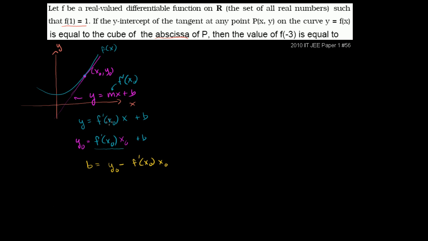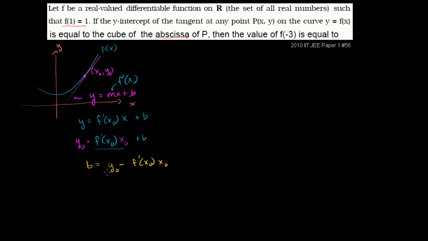Now that's the y-intercept of the tangent. And they tell us the y-intercept of the tangent at any point P, x, y, on the curve y equals f of x, is equal to the cube of the abscissa of P. And abscissa is just a fancy way of saying the x-coordinate. Clearly, they're just using the word to filter out people who don't know the word abscissa. If I tell you I have the point 2, 3, the abscissa of this is just 2. It's just the x-coordinate.